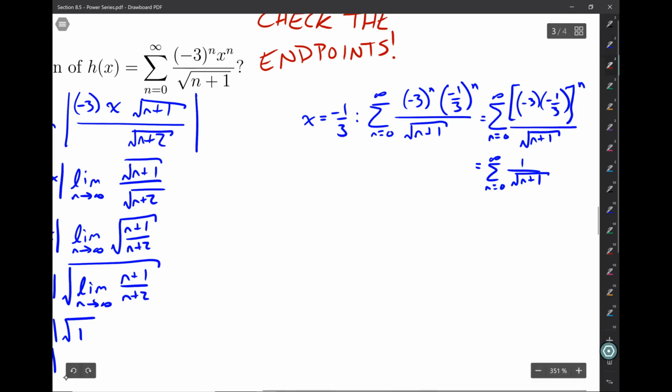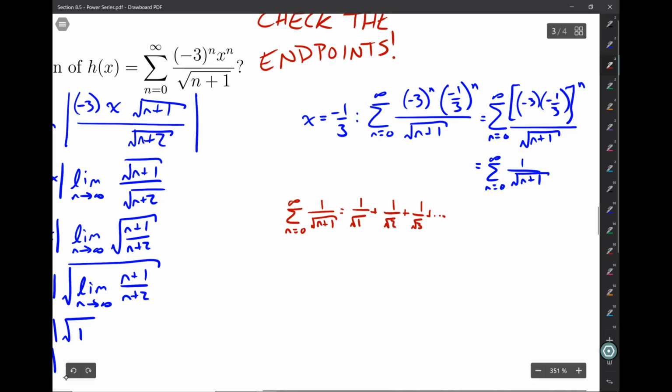If we look at this series, a series as n goes from 0 to infinity of 1 over the square root of n plus 1, when we write these terms out, when we plug in 0, then we get 1 over the square root of 1. When we plug in 1, we get 1 over the square root of 1 plus 1, well that's square root of 2. When we plug in 2, we get 1 over the square root of 3. And we continue this pattern.